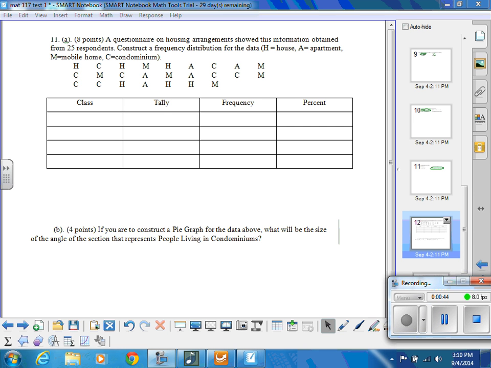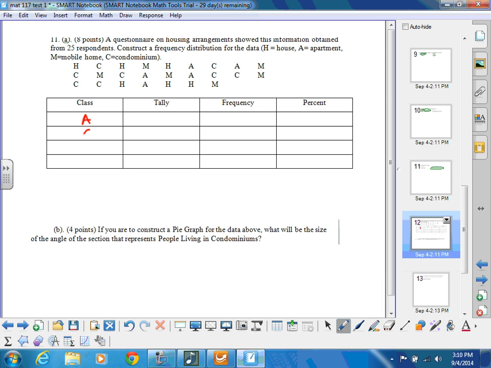So this is asking us to take this questionnaire on housing, and it shows us the information obtained from 25 respondents, so it's already telling us how many people were in this total so that I don't have to count. It asks us to construct a frequency distribution for the data. So, let's list our classes. We have A, C, H, and M, my favorite store.